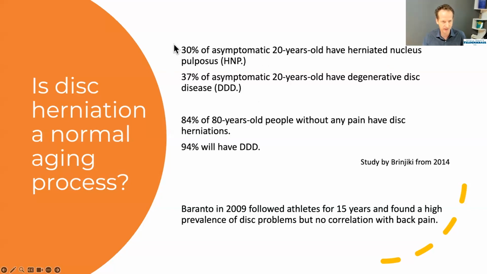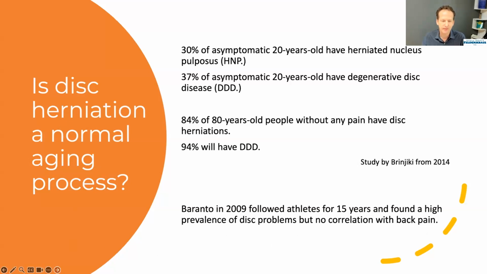So would I recommend them to avoid bending? Absolutely not. Look at this statistic. The same group, but 80-year-old people without any pain, 84% have disc herniations, and 94% will have degenerative disc disease on MRIs, on films. So this is one study. Another interesting study was in 2009 when they followed athletes, and they found no correlation between the prevalence of disc findings on films and back pain.